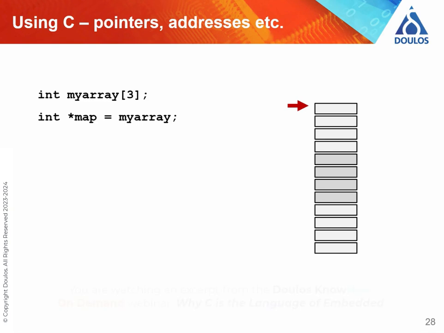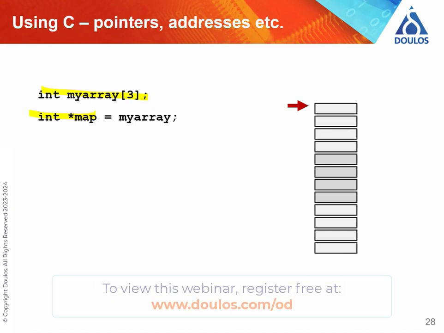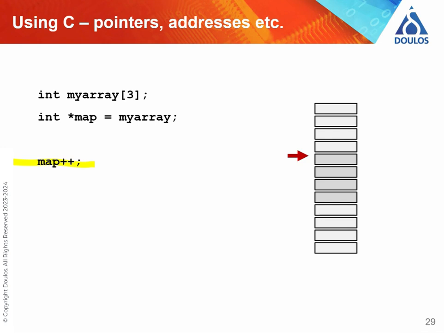Let's take a quick look at how we might want to use pointers in our code. So here we have a simple array of 3 ints, and we can declare a pointer called map that's going to point to the start of that array. Okay, so that's all fairly straightforward. If I want to point to the next integer in that array, that's also very easy. I could just increment the value of map, and that will in turn automatically point to the next item in that array.